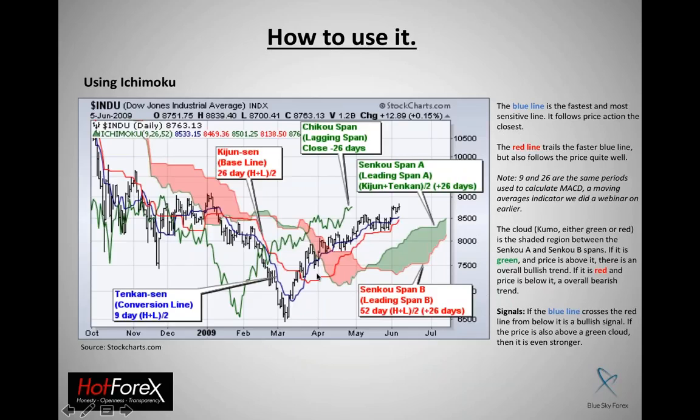Now, in this case, that's not happening. Mind you, here the blue line has crossed the red line. The Tenkan Sen has crossed the Kijun Sen from below. But the price is below a red cloud, right? But what you have seen is that somewhere here, you already had the flip, right?